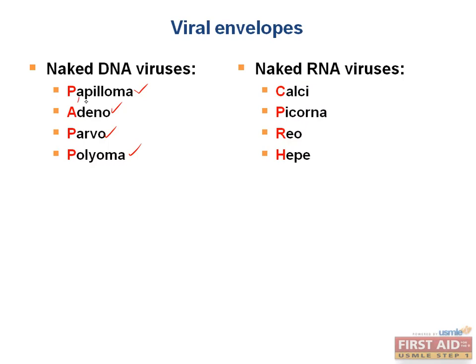To help you remember this, think of a pap smear. The other 4 naked viruses are RNA viruses: calicivirus, picornavirus, reovirus, and Hepi. To help you remember this, think of the mnemonic CPR plus H.